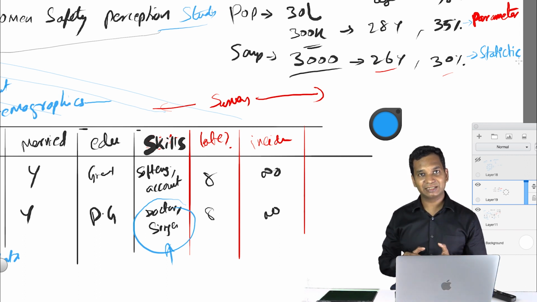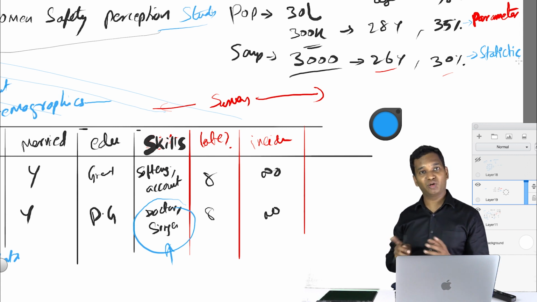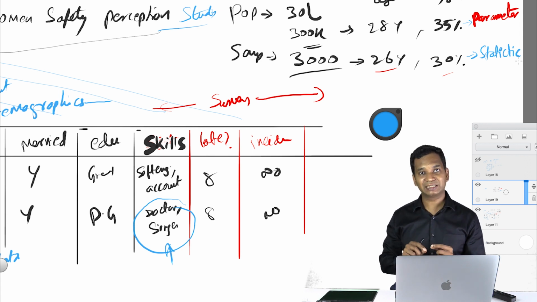And statistic, without the s, because statistics becomes a domain, the field of study. Statistic refers to a summary of a variable of sample data.